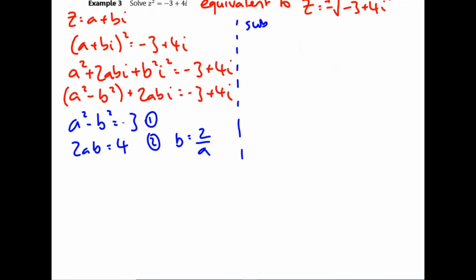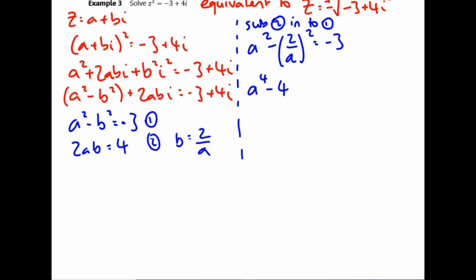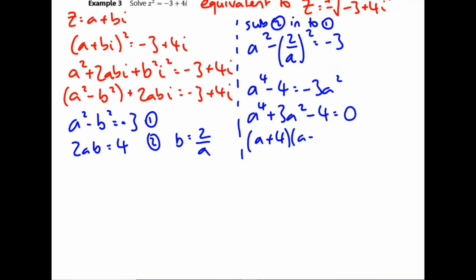I can sub that in, which gives me a squared minus 2 over a, all squared, equals minus 3. And I'm going to times through by a squared in this case, so I get a to the 4 minus 4 equals minus 3a squared, which will give me a quadratic in a squared. You can solve this on your calculator or you can solve it by hand. And this will give me two values for a.